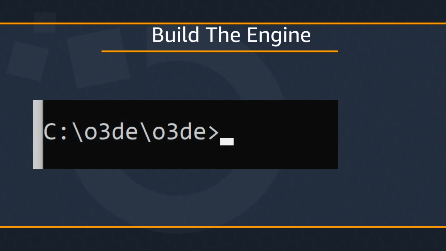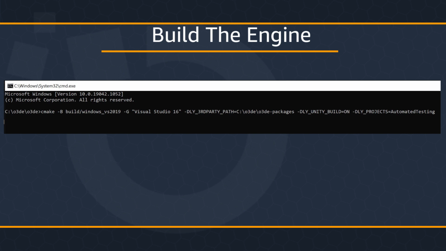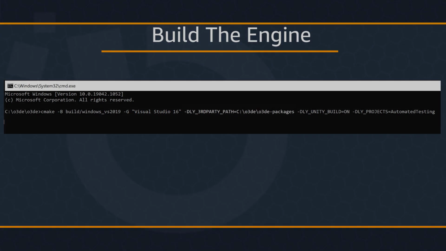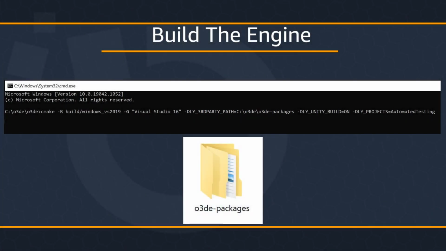Once the package files have completed downloading, let's go ahead and switch to our O3DE engine directory. Now we'll use CMake to create the Visual Studio project for the engine. Start by supplying the build directory. This is located within our O3DE engine folder. Then, the Visual Studio generator, the path to the packages directory that you created, and any other project options. Paths can be absolute or relative.